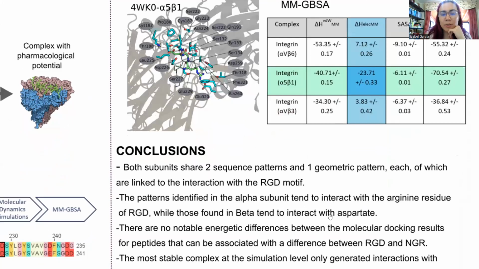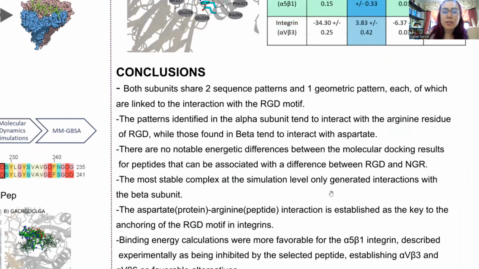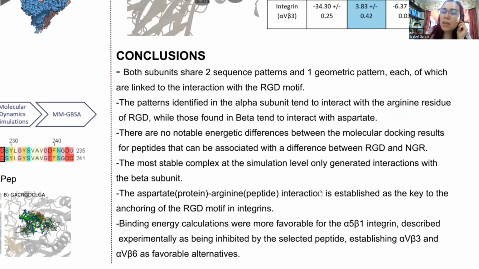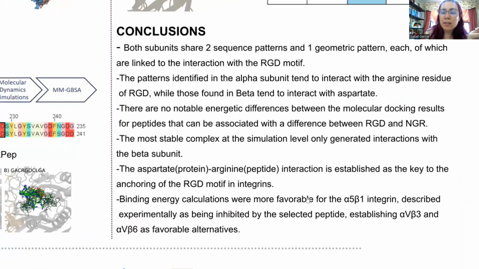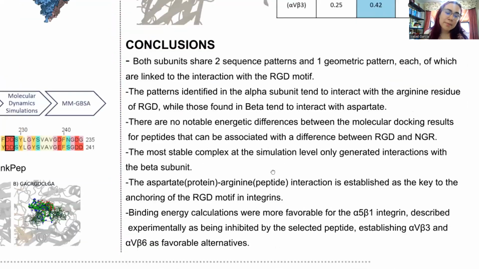With all of the above, we were able to conclude that both subunits share two sequence patterns and one geometric pattern, each of which are linked to the interaction with the RGD motif. The patterns identified in the alpha subunit tend to interact with the arginine residue of RGD, while those found in the beta tend to interact with aspartate. There is no notable energetic difference between the molecular docking results for the peptides that can be associated with a difference between both motifs. The most stable complex at the simulation level only generated interactions with the beta subunit as shown in this picture.